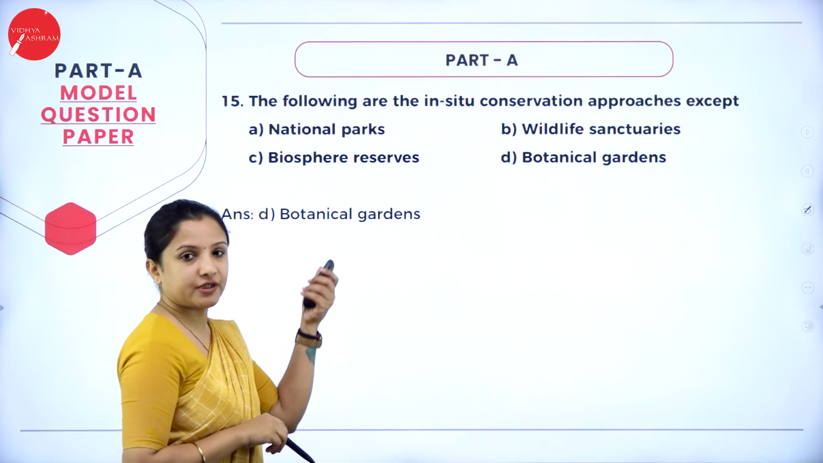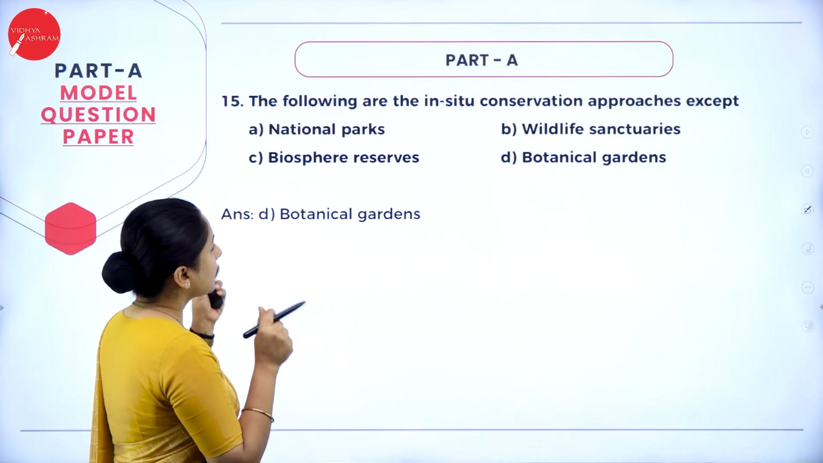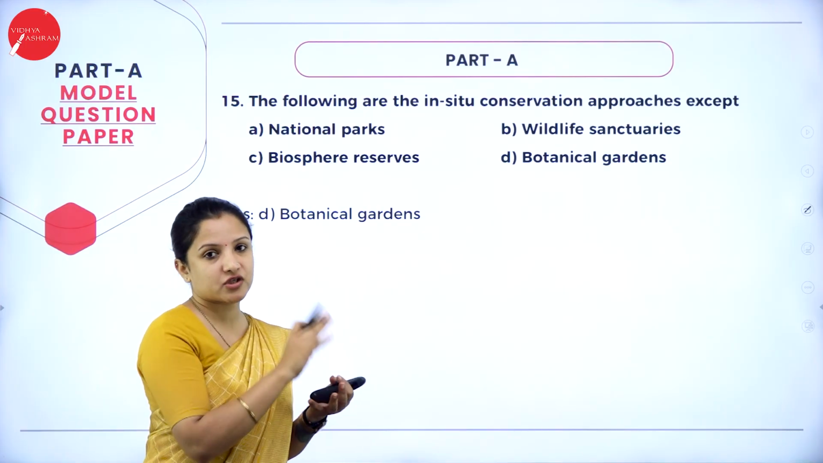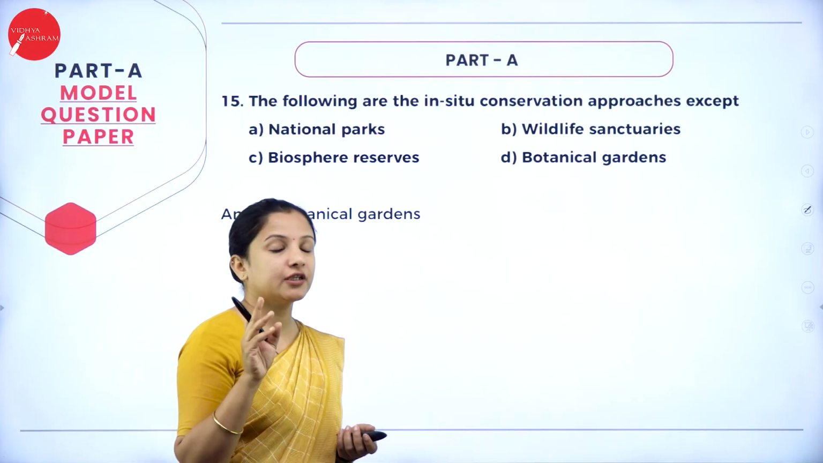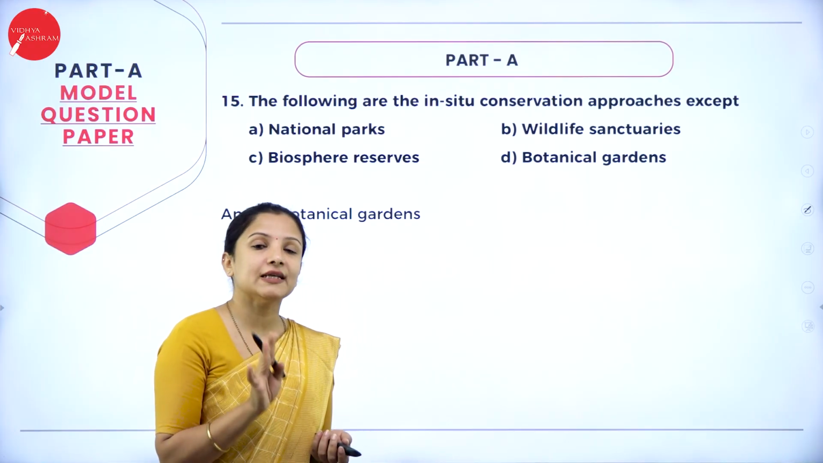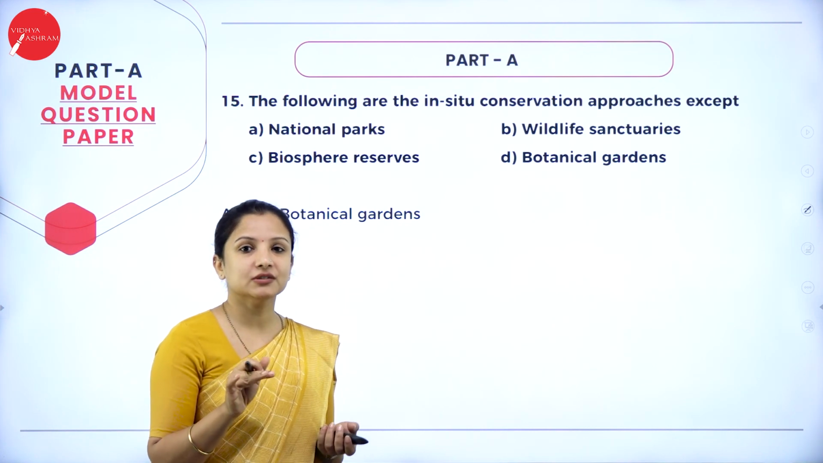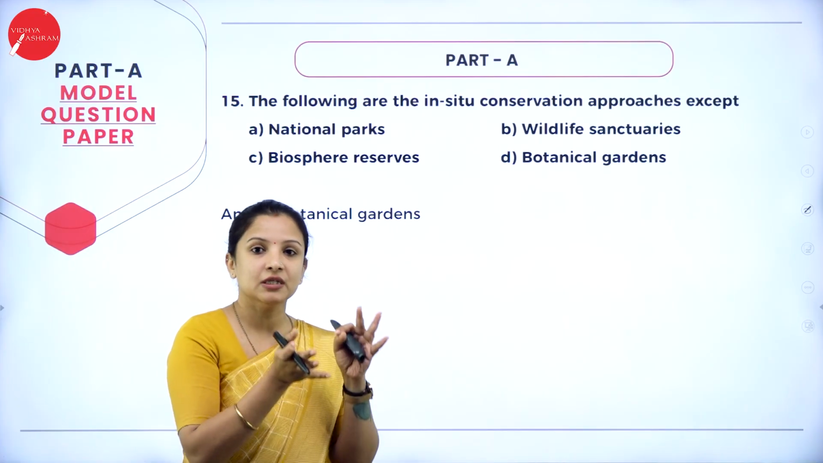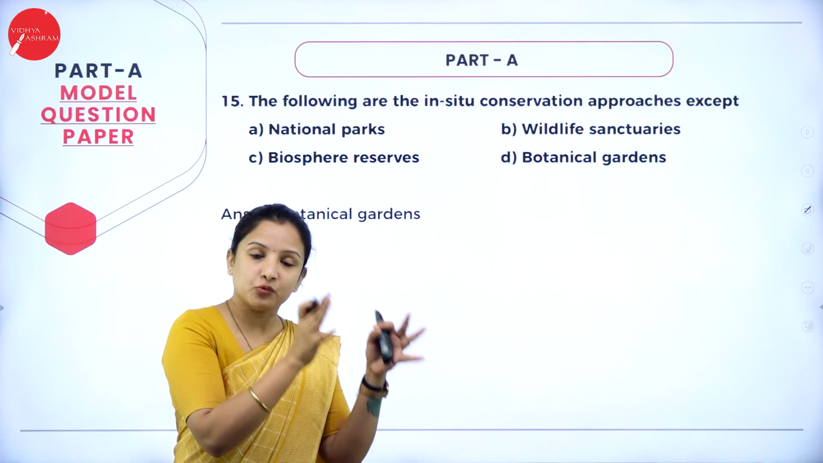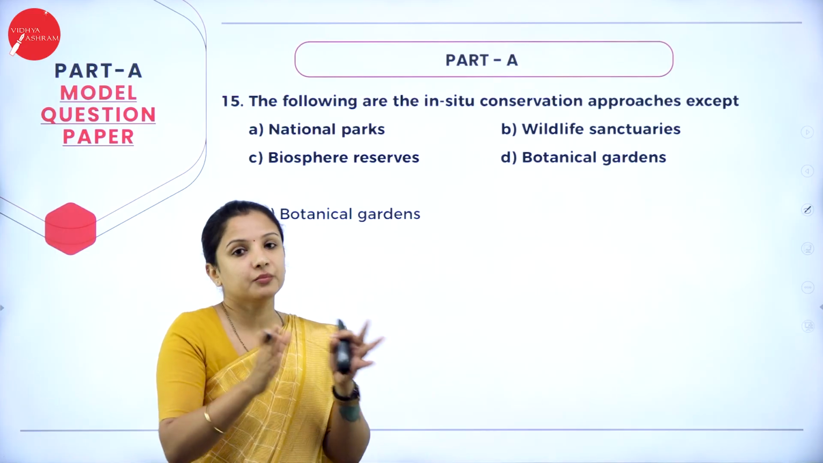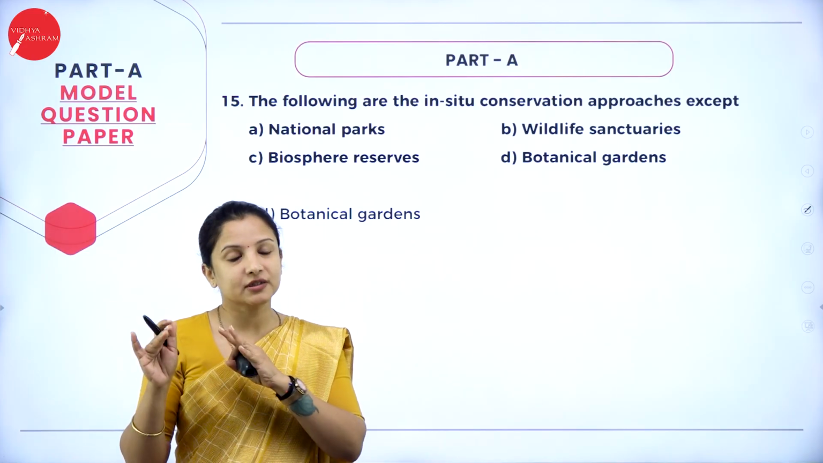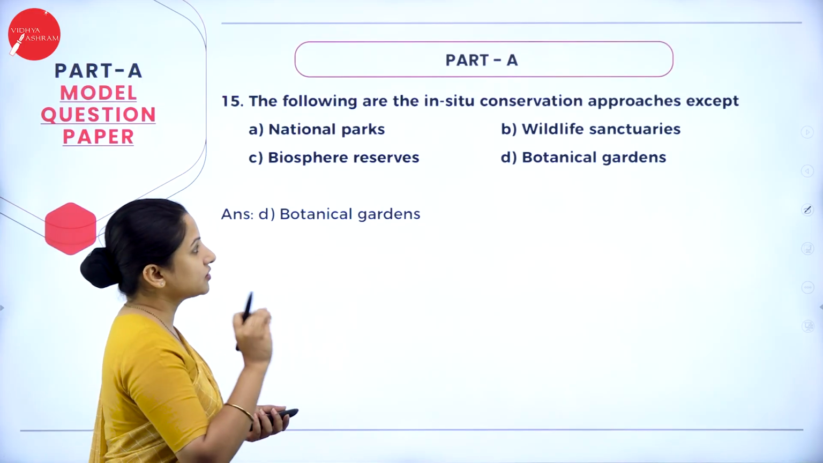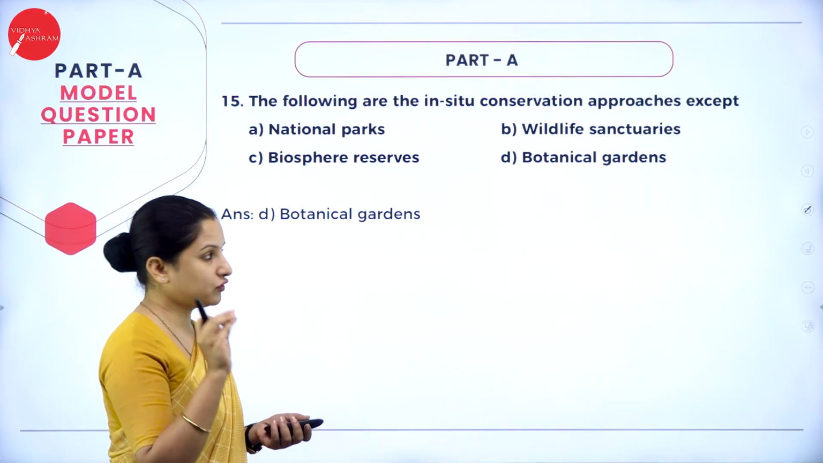Moving further, here we need to read the question properly. They have given a set of in situ conservation options, and we have to find which one is not an in situ conservation. So there are two types of biodiversity conservation, in situ and ex situ. In situ stands for conservation within that particular area itself, wherever the organism's habitat is. Ex situ means we are removing the organism from that particular habitat and bringing it into a different habitat for its conservation, then releasing it back to the natural habitat. So here, which one is not an in situ conservation is what we have to find out.